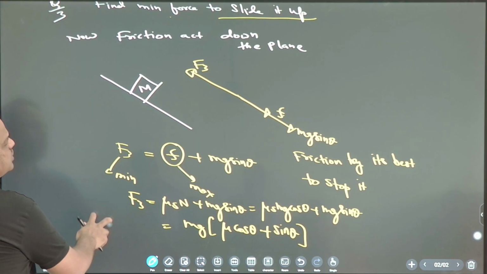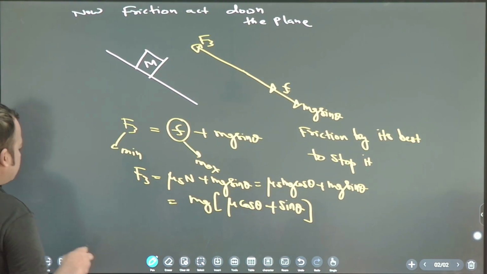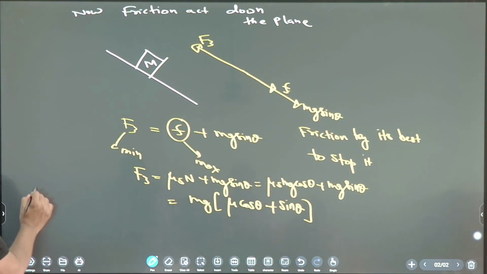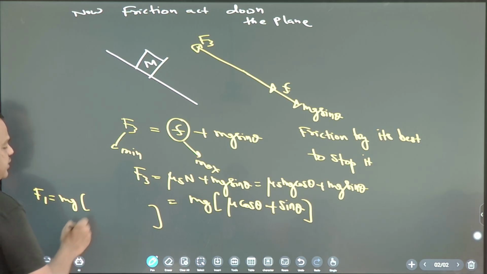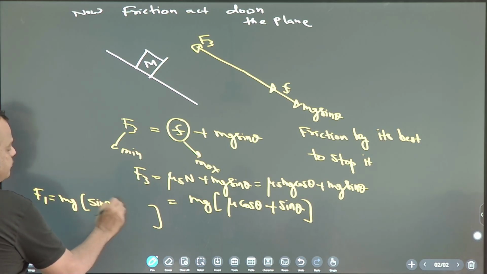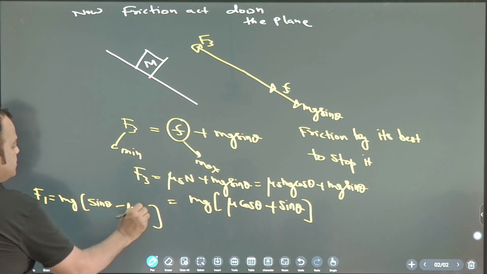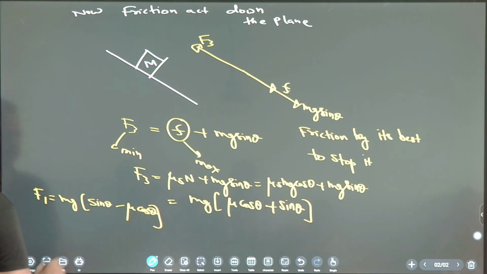So you can remember this question now. What is the first question? To stop it from sliding. What is the formula for the first question? To stop it from sliding: sin theta minus mu cos theta. Very good. What is the second question?